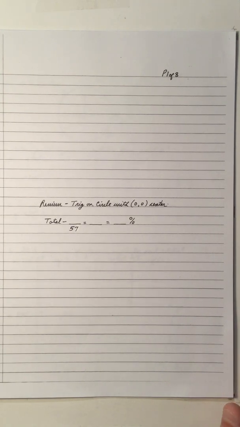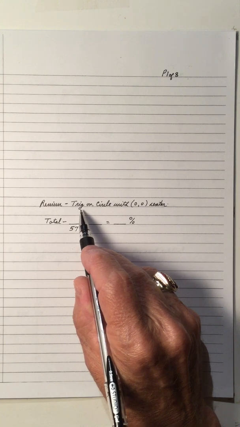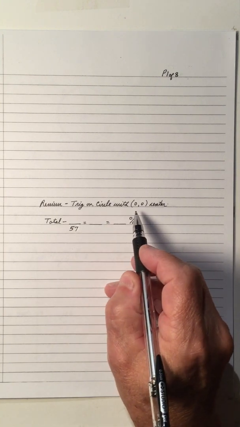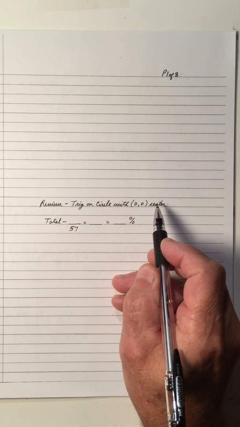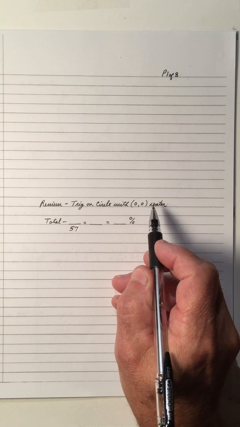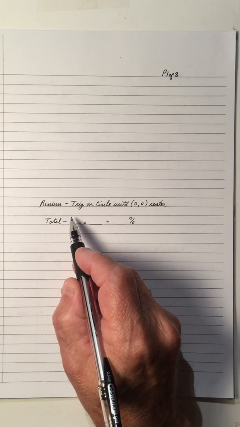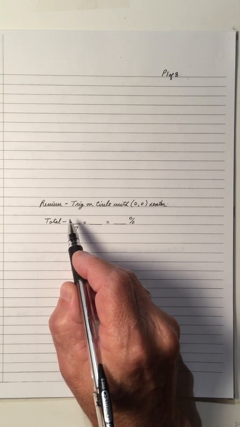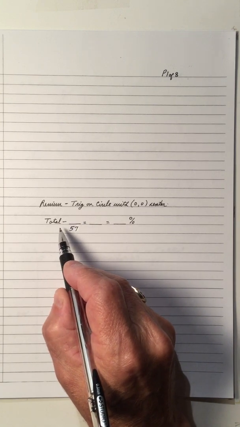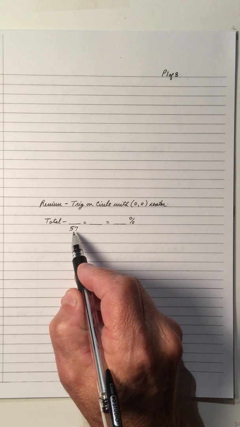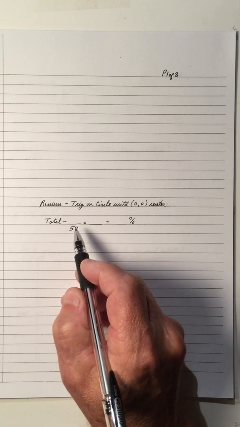Hi, welcome to my video on review of the unit on trig on a circle with 0, 0 center. And as in all my reviews, or most of them except the congruent triangles, this review can be treated as a quiz marked out of 57.